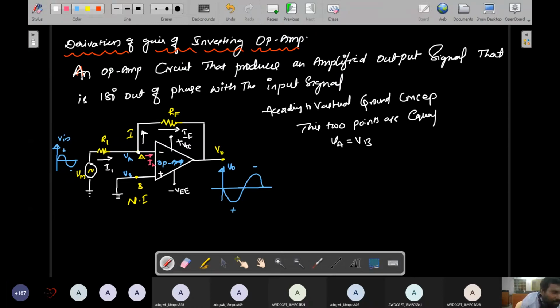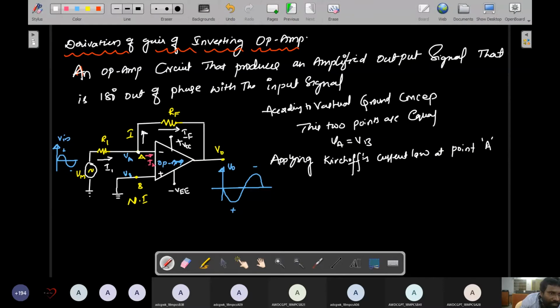Right now I want to express this, so I am applying KCL, that is Kirchhoff's current law, at point capital A, or node A. According to Kirchhoff's first law, the algebraic sum of the entering currents is equal to the algebraic sum of the leaving currents.